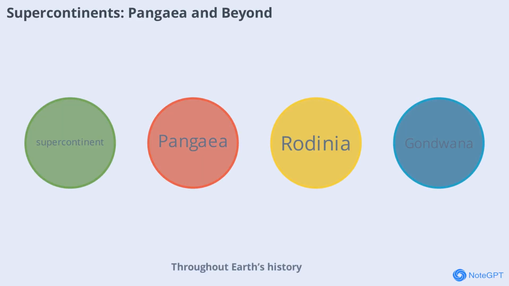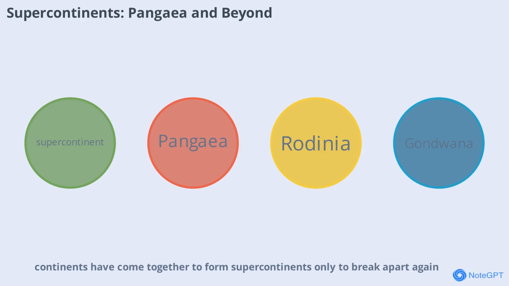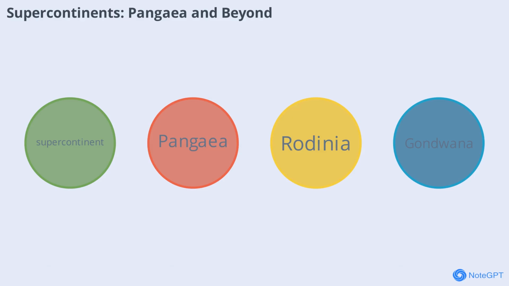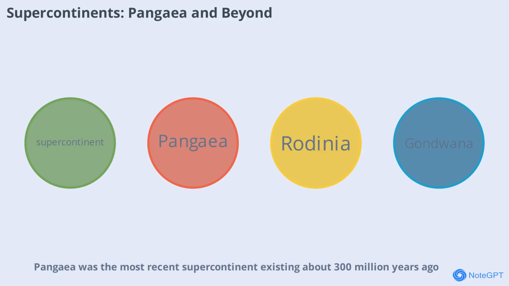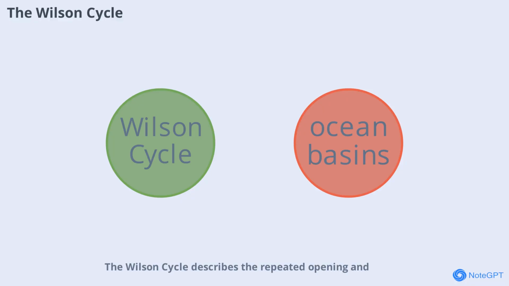Throughout Earth's history, continents have come together to form supercontinents only to break apart again. Pangaea was the most recent supercontinent, existing about 300 million years ago. Before Pangaea, there were others like Rodinia and Gondwana. The cycle of supercontinent formation and breakup is driven by plate tectonics and has had a profound impact on global climate and biodiversity.